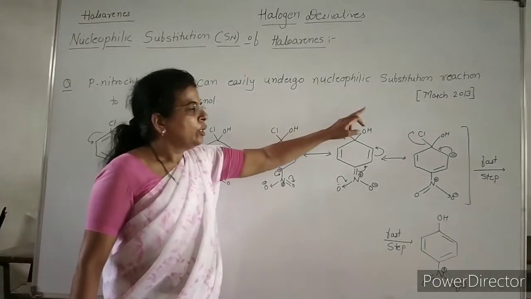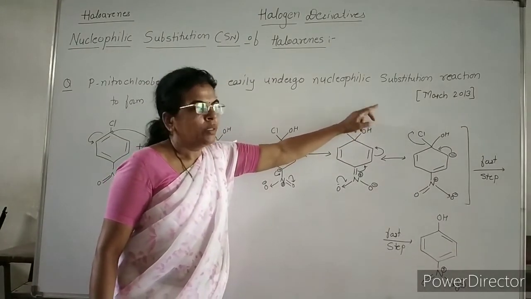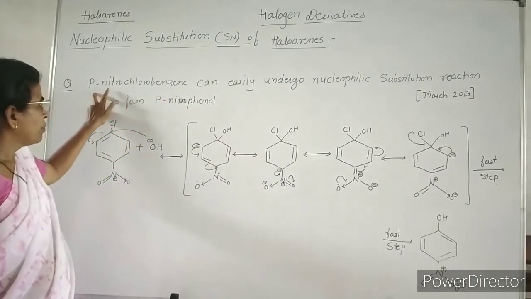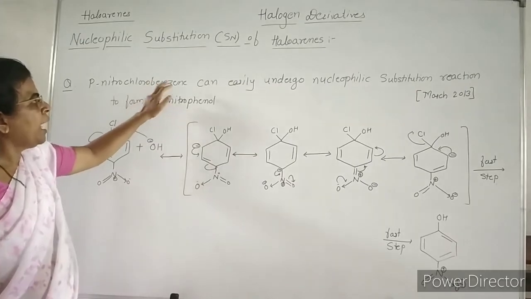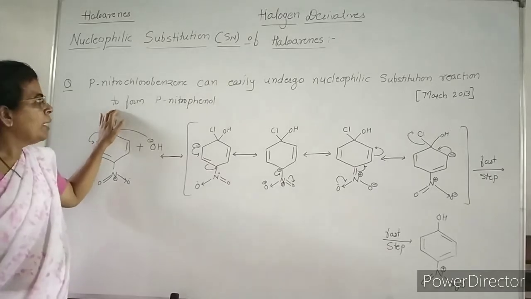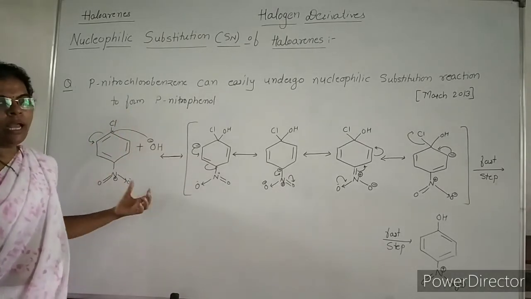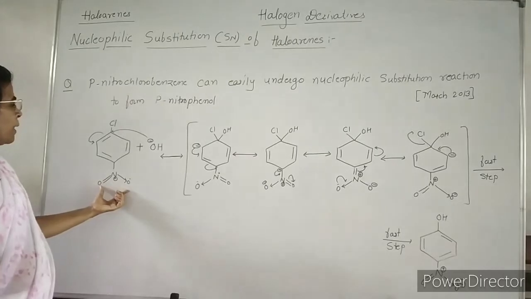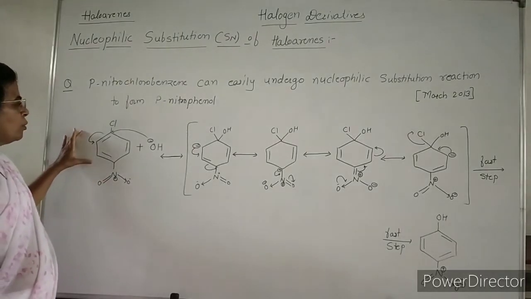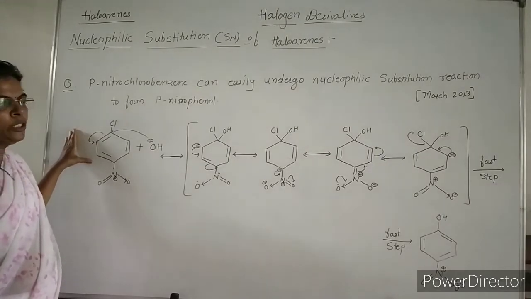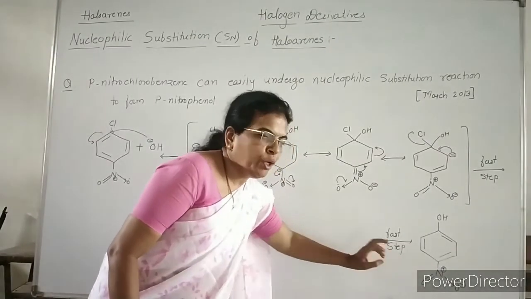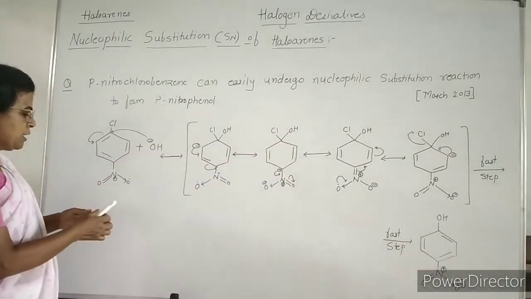In March 2013, this question was asked. The question is, para-nitrochlorobenzene can easily undergo nucleophilic substitution reaction to form para-nitrophenol. The answer for this question is like this. Now this is para-nitrochlorobenzene. When it undergoes nucleophilic substitution reaction, it gives para-nitrophenol.